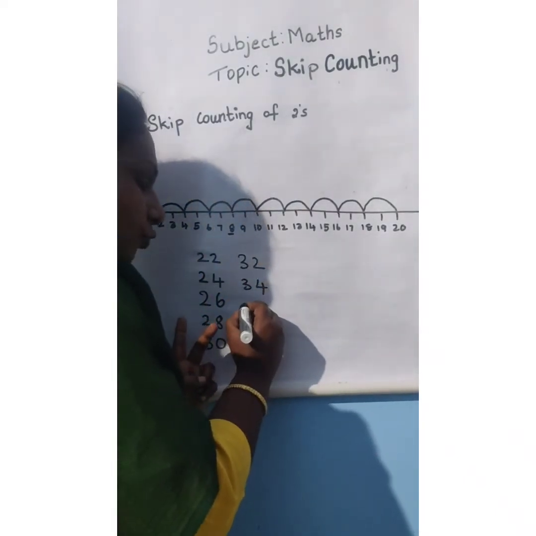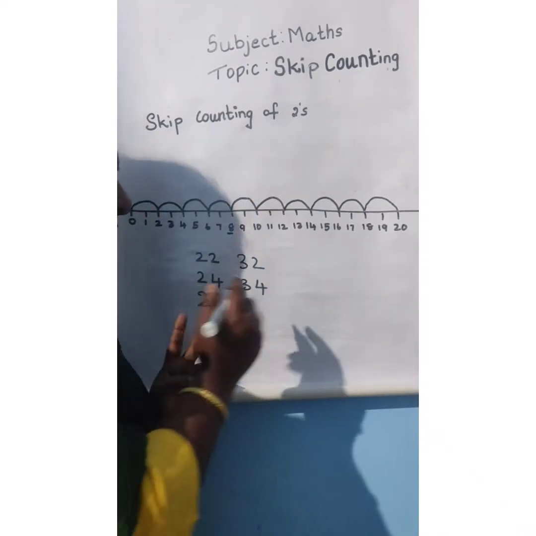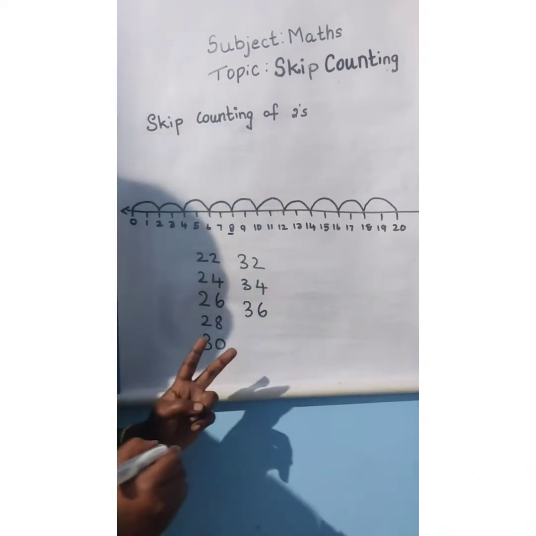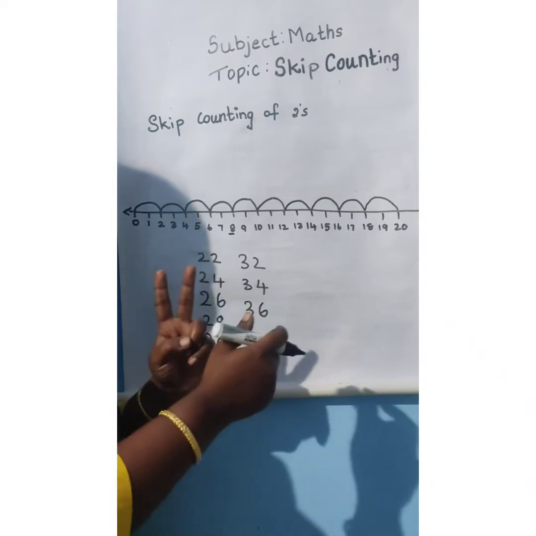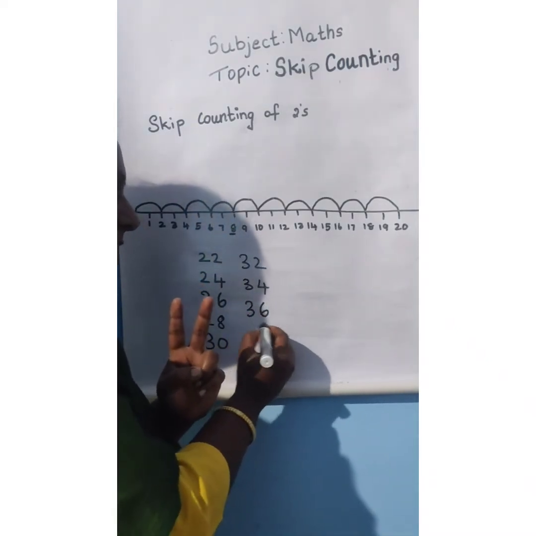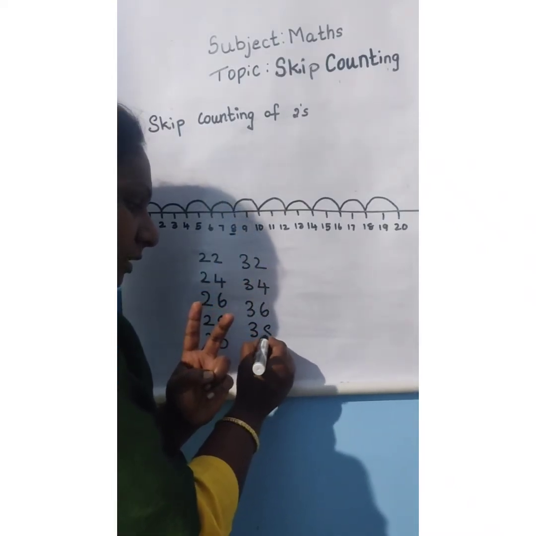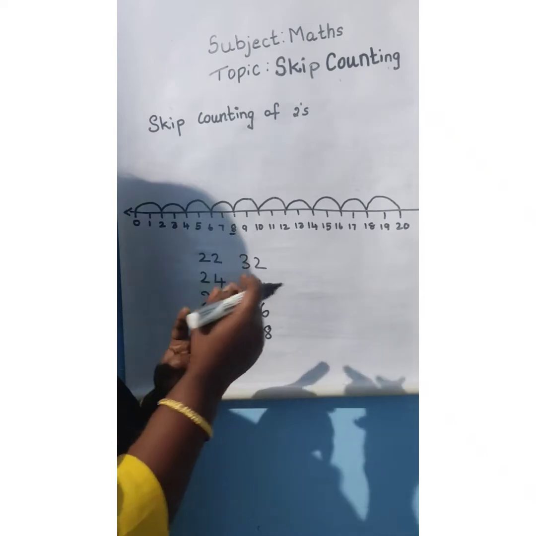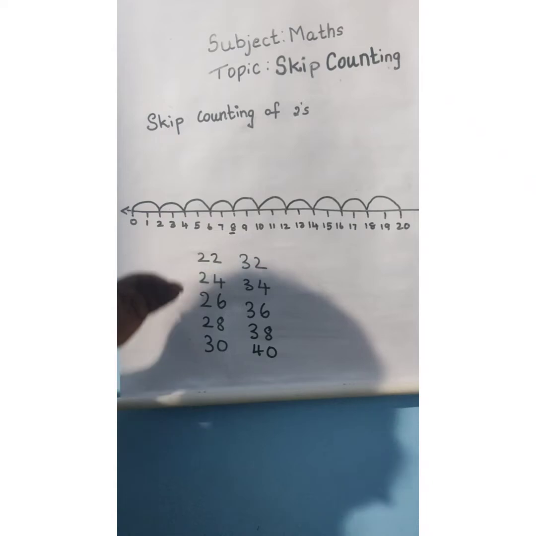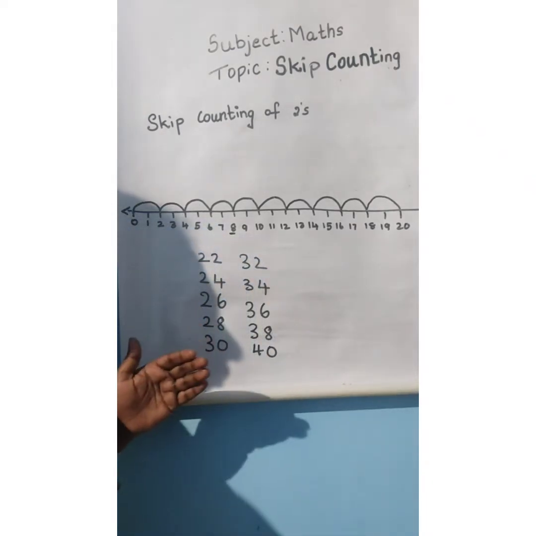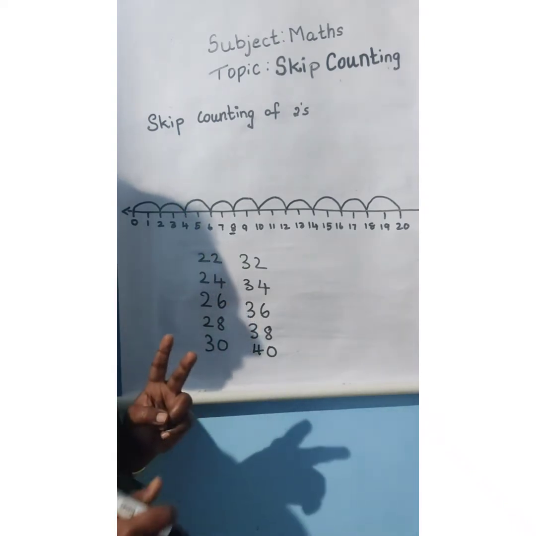So skip counting of 2s means what? You have to skip 1 number or you have to count 2 numbers. Okay, you can count 2 numbers and you have to write the number. So after 36, next is what? 37, 38. So write here 38. The next is 39, 40. So write here 40. Okay, yes. So when it is given, you should write. Skip counting of 2s means what you should do? You have to count 2 numbers and you have to write the number.